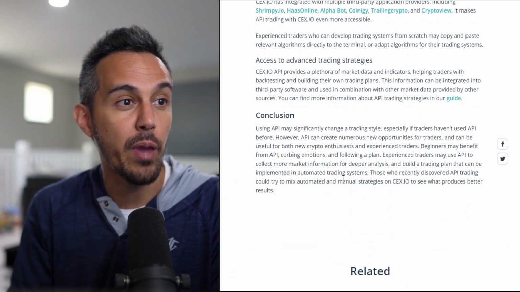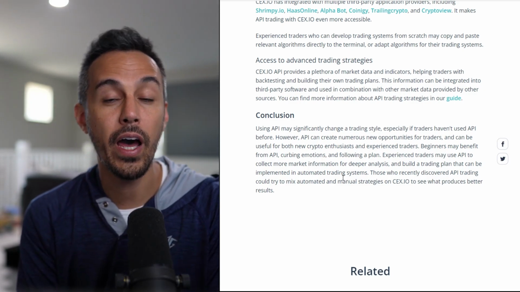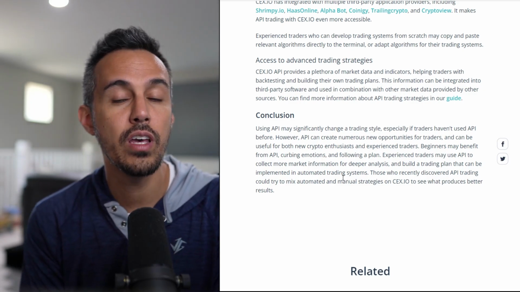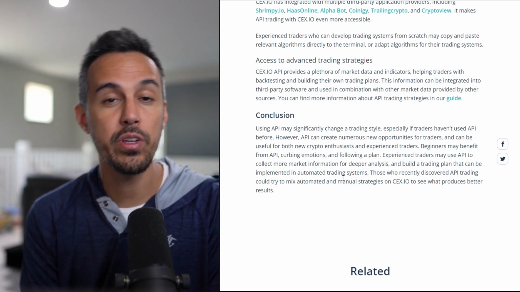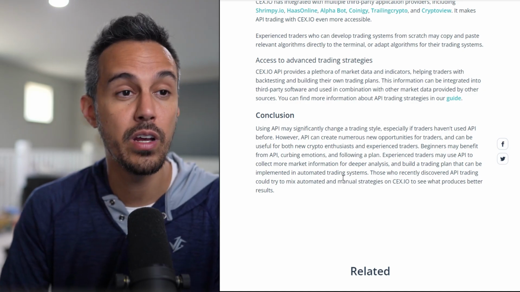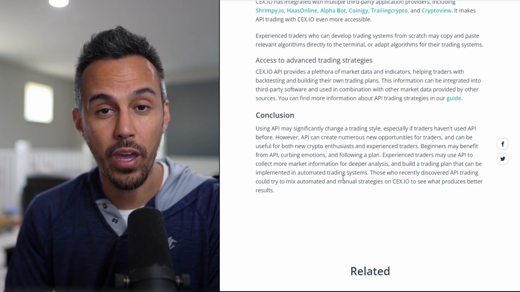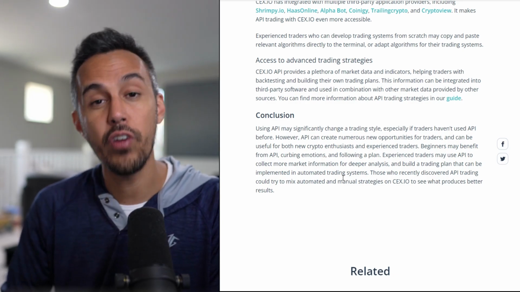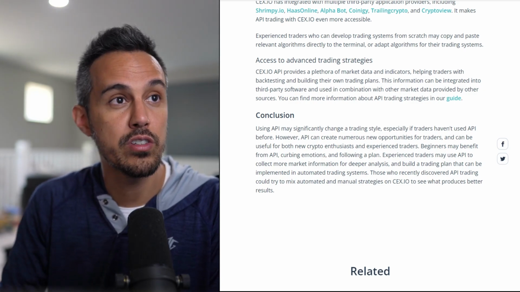They say API may significantly change the trading style, especially if traders haven't used API before, but I consider this a great tool to use whether you're new to this or advanced, to really help you along the way. We talk about tools and ways to become better traders, and having this is a good way to make sure you're staying on top of your investments and ideally looking for more and optimizing for the future. So definitely check it out.